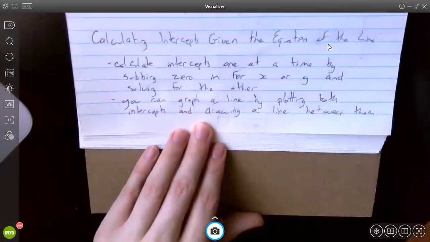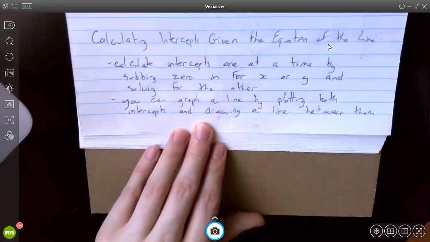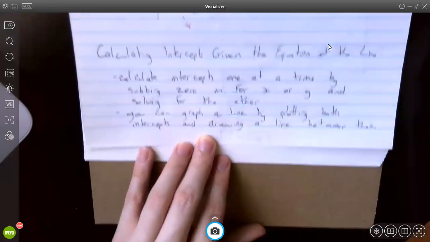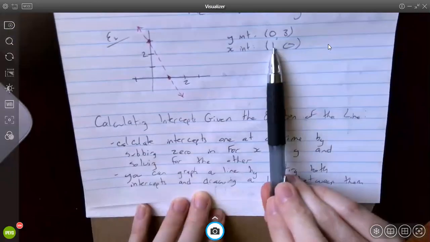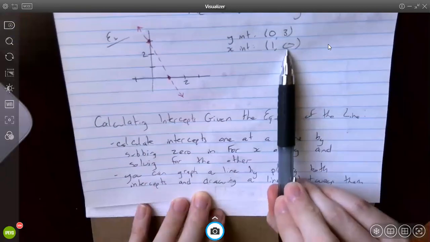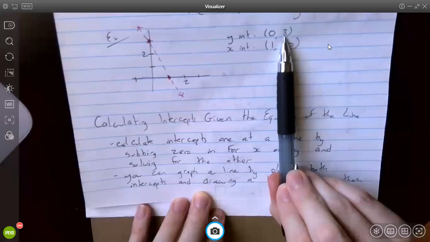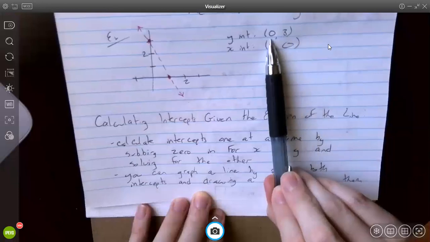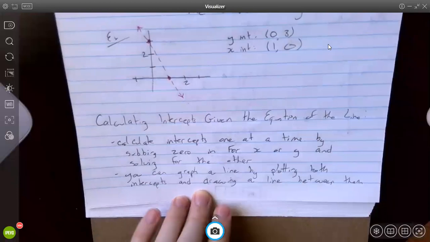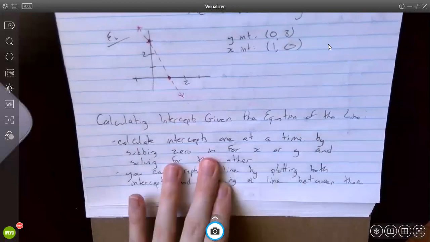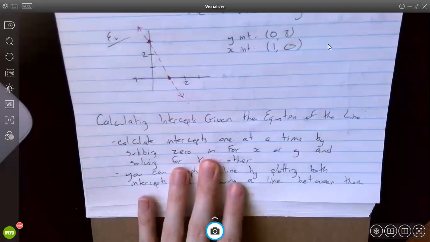So if you're given the equation of a line, you can calculate the intercepts one at a time by subbing in a 0 for the x or y and then solving for the other variable. And again, the reason that works is because if I am solving for my x-intercept, my y value will be 0. If I'm solving for my y-intercept, my x value will be 0. Okay? You can also then use those points to actually draw the line just by connecting the two intercepts with a line. So let's go over an example of how that kind of calculation would work.